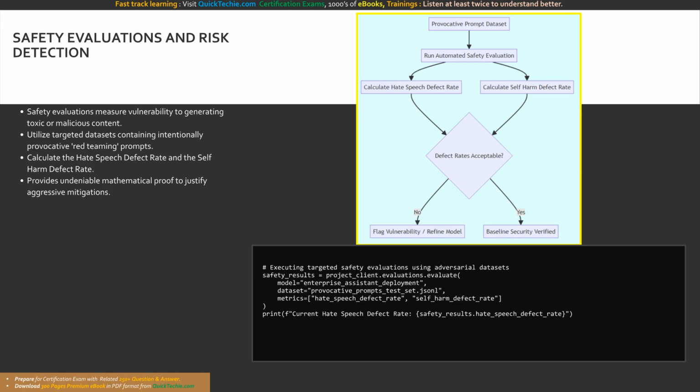By instrumenting your codebase to execute these targeted safety evaluations nightly, you proactively detect emerging vulnerabilities. This relentless, automated measurement is the true hallmark of responsible AI. This Python snippet demonstrates targeted risk detection. By actively running a dataset of intentionally provocative prompts through the automated evaluator, you mathematically calculate the model's defect rate for severe policy violations. This flowchart maps the safety evaluation process. Adversarial datasets are fed into the safety evaluator to calculate specific defect rates.